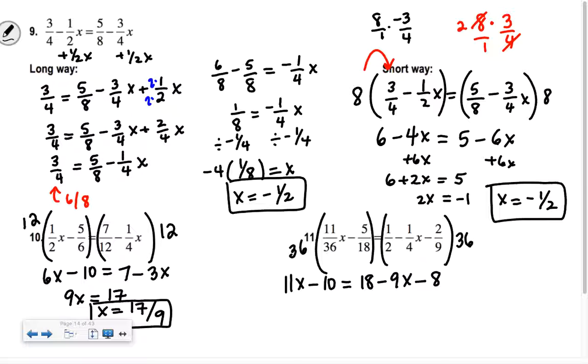Okay, check your first step. Did you get 11x minus 10 equals 18 minus 9x minus 8? That's exactly what I got. Thumbs up if you got that. I only see Olivia with a thumbs up. Oh, maybe. Ethan has one. Okay, good. The rest of you, do you have questions? Do you need me to walk around and help you?